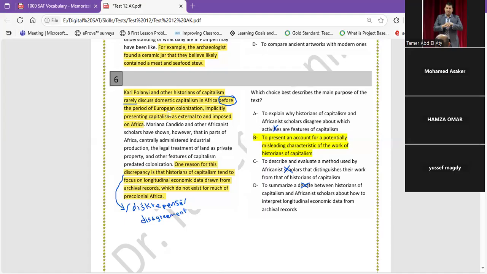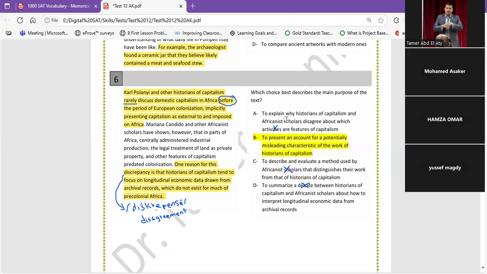But how are we going to compare? How are we going to know now that Europeans are the people who have money? Maybe Africans had money and those people stole from them. Let's find the last sentence. One reason for this discrepancy, which means disagreement, so there's a kind of disagreement, is that historians of capitalism tend to focus on longitudinal economic data drawn from archival records, which don't exist for much of pre-colonial Africa. So they didn't intend that. He gave us the reason why they didn't talk about capitalism before European colonization: because they don't have any papers that show that.